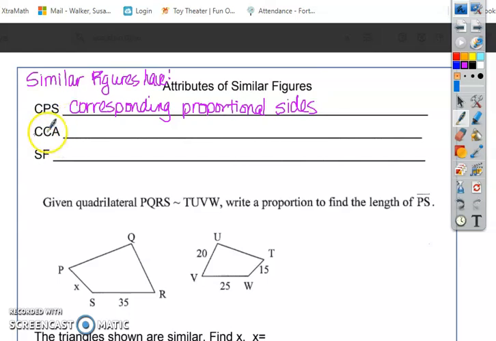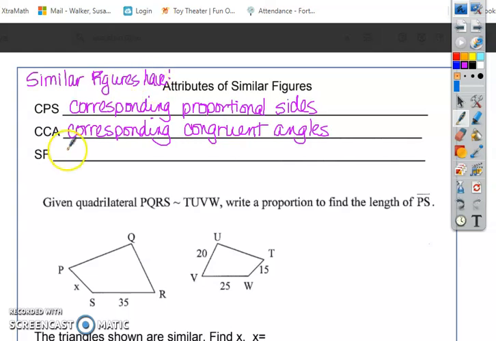CCA will be the same first word, corresponding congruent angles. Okay, so I think of like triangles. We have sides and angles. So corresponding proportional sides, corresponding congruent angles. SF, even though it's our shortest one here, it's going to be our longest one.